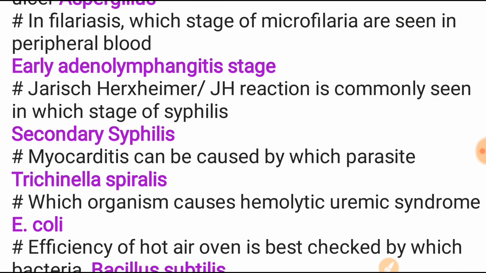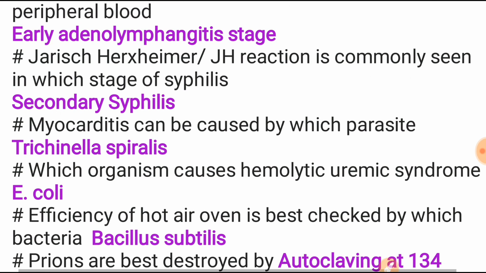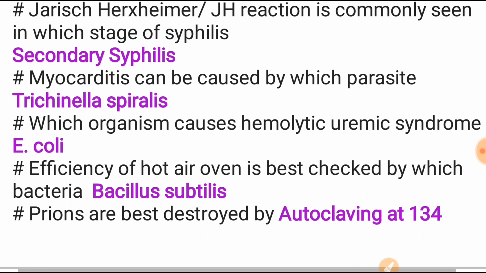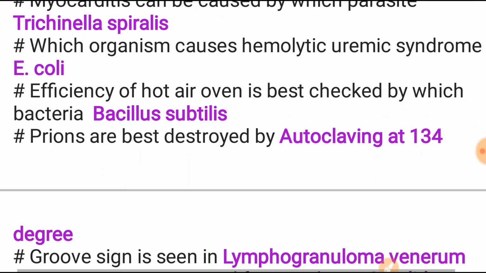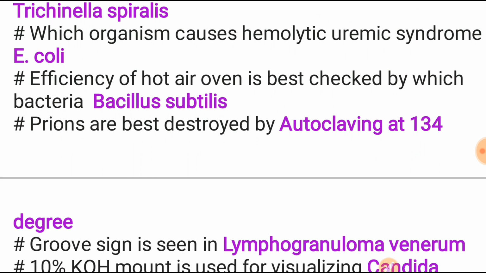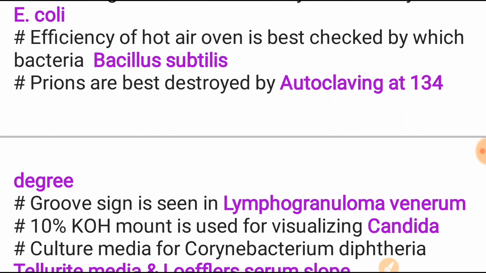Myocarditis can be caused by which parasite? It is Trichinella spiralis. Which organism causes hemolytic uremic syndrome? It is E. coli. Efficiency of a hot air oven is best checked by which bacteria? It is Bacillus subtilis. Prions are best destroyed by autoclaving at 134 degrees Celsius.